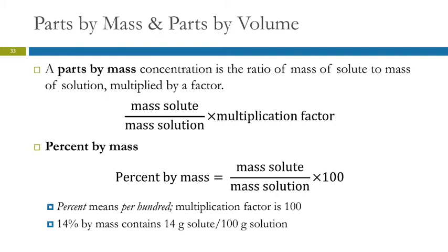Okay, parts by mass and parts by volume. Same idea for volume and mass. Mass is mass of solute divided by mass of solution times a multiplication factor. So if you're doing percent, it is the part, the mass of the solute, divided by the mass of the whole thing, times 100. That's percent. Percent means per 100, so you multiply by 100. So 14%, come on, pointer. 14% by mass means 14 grams of solute per 100 grams of solution.